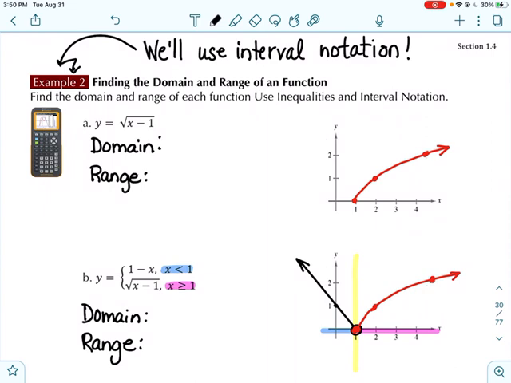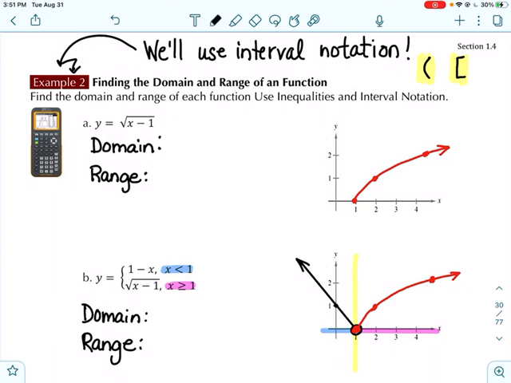So now with the next one, we want to find the domain and range of each function, and we use inequalities and interval notation. I think my decision was to go ahead and use just interval notation, but I want you to be familiar with both. So on A, I'm going to do both. On B, I'm just going to do interval notation. So recall that we use parentheses when we don't include the endpoint of an interval, and we use brackets when we do include the endpoint. I said that backwards earlier.